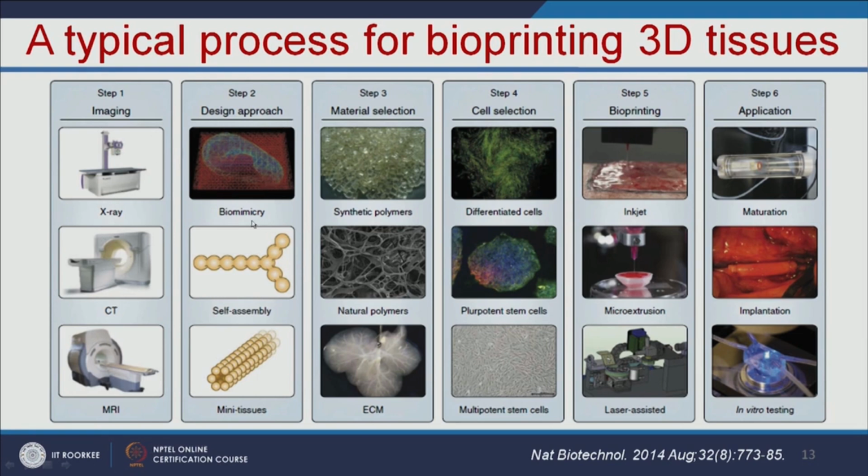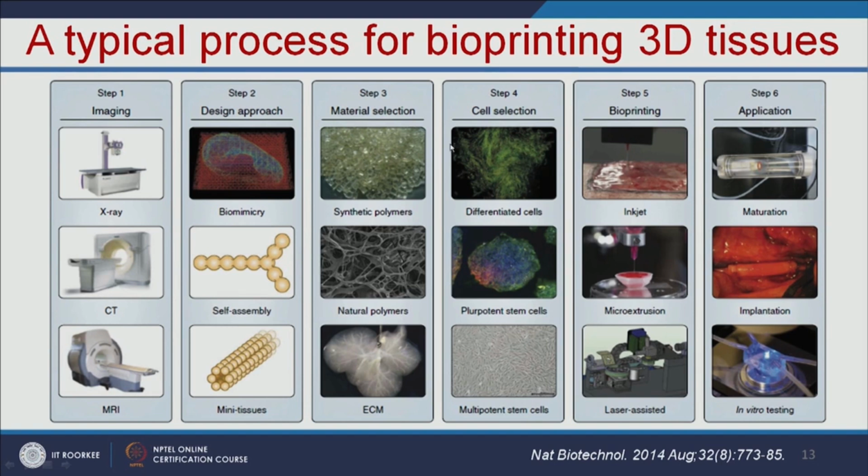The design approach can be biomimicry, self assembly, or mini tissues, and once you have selected the design approach, you have to select the suitable material. It depends on the organ you want to print; you select synthetic polymers or natural polymers, which should mimic the extracellular matrix. Then the fourth step is selection of cells. The cells can be differentiated cells or stem cells. You can add the cells on the scaffold and it can make the particular type of organ.